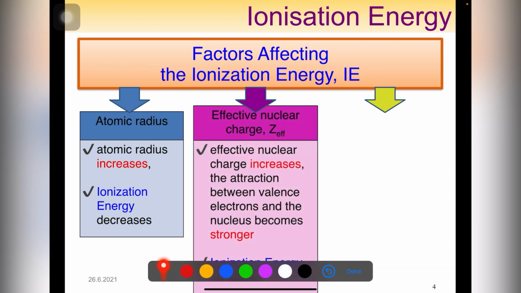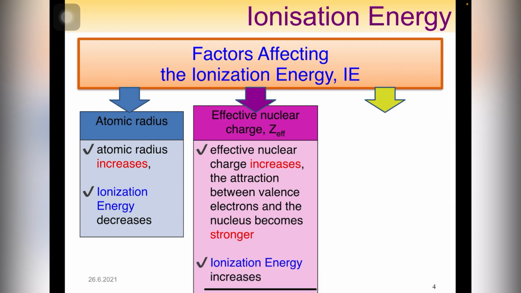And effective nuclear charge, Zeff. How it affects the ionization energy is that when the effective nuclear charge increases, the attraction between the valence electrons and the nucleus becomes stronger. When the attraction becomes stronger, it is difficult to remove the electrons, so it needs more energy to remove the outer electron. That's why as the effective nuclear charge increases, ionization energy increases.